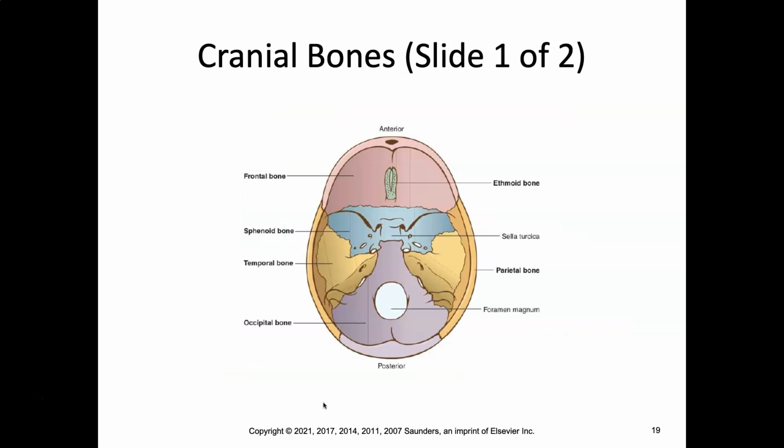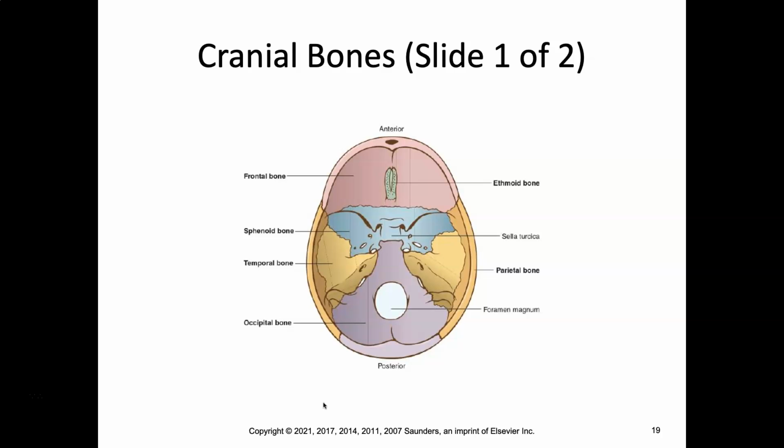Well, let's take a look at your cranial bones. This is looking down at your head from the top down. This is as if we are above someone and someone has cut their head in half and we are looking down. Anterior is the front of their head. Their posterior is, of course, the back. The foramen magnum is where the spinal cord neck portion is, just to kind of give you a visual. Ethmoid bone is sort of nasal, that type of area.